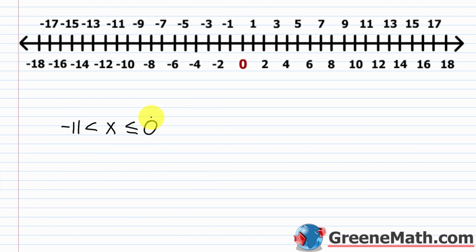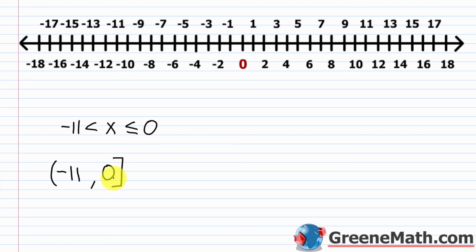So in interval notation, my smallest value, I'm going to put negative 11, and I'm going to put a parenthesis next to it. I have a strict inequality there. x has to be strictly greater than negative 11, but up to and including 0. So my largest value is 0, and that's a non-strict inequality, so I'm going to use a bracket.